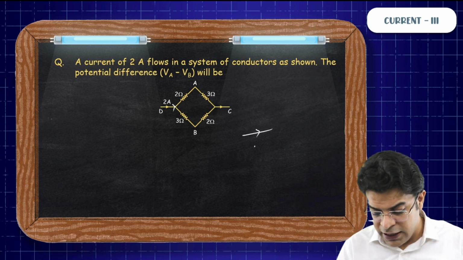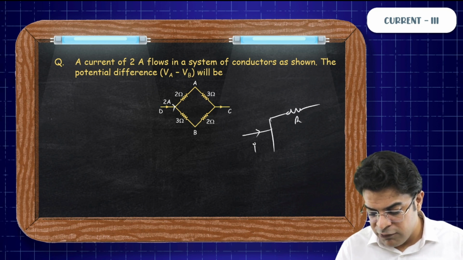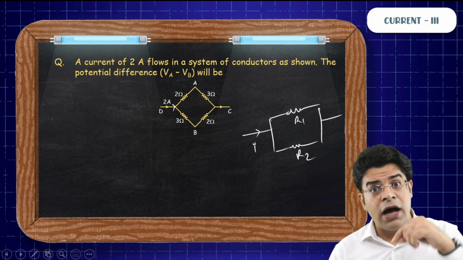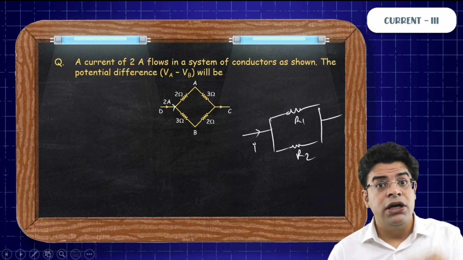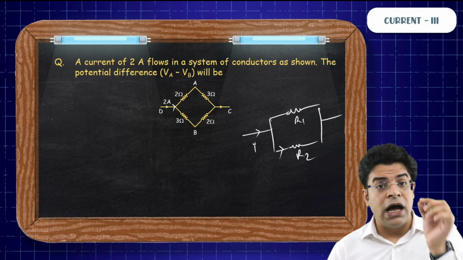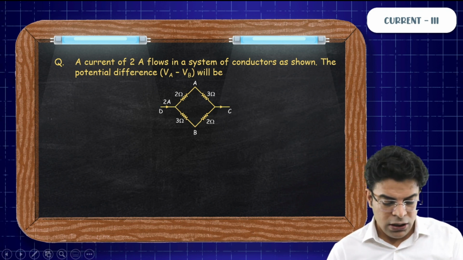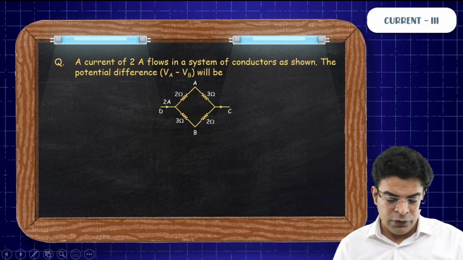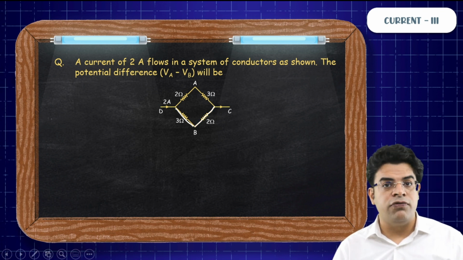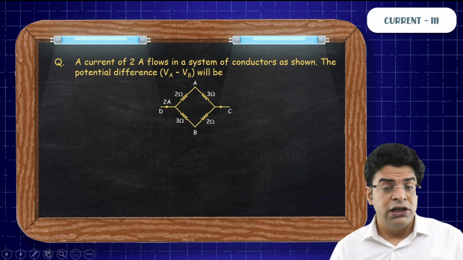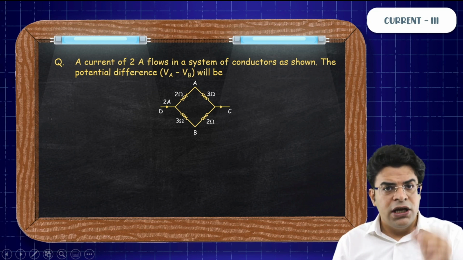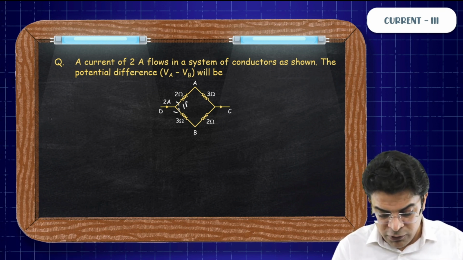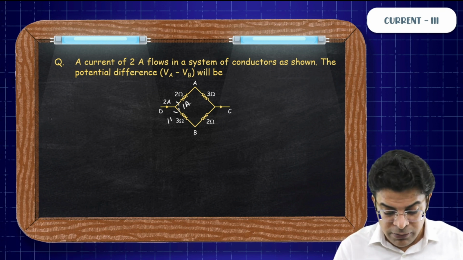Yesterday we learned that if we have 2 resistances R1 and R2 in parallel, then the current going through R1 is R2 I by (R1 plus R2), and the current going through R2 is R1 I by (R1 plus R2), right? Now since the whole upper line has a resistance of 5 ohm, 2 ohm plus 3 ohm in series, and the lower line also has a resistance of 5 ohm, 3 ohm plus 2 ohm in series, since both lines have the same resistance, an equal amount of current will go in both of them. So in the upper line, the current going will be 1 ampere. In the lower line, the current going will be 1 ampere.